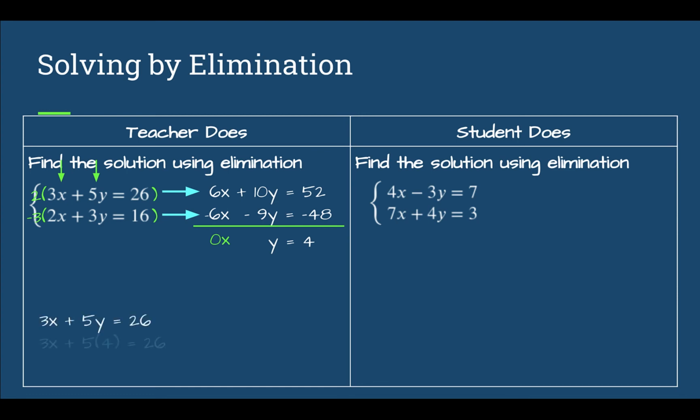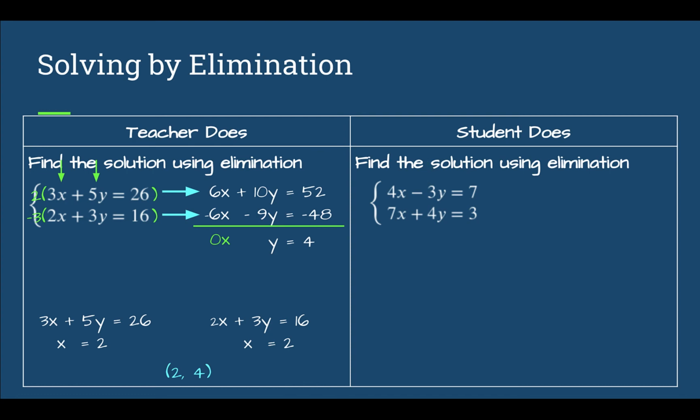Now to figure out the rest, I'm going to substitute in like we've been doing. x is equal to 2. Let's check in with the other equation. Substitute 4. x is also equal to 2, which means our final answer is (2, 4).